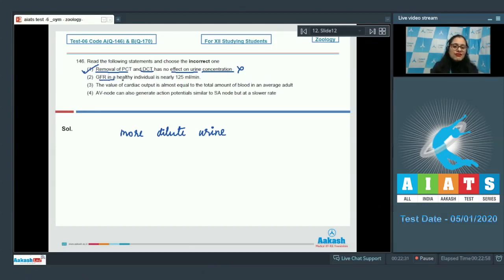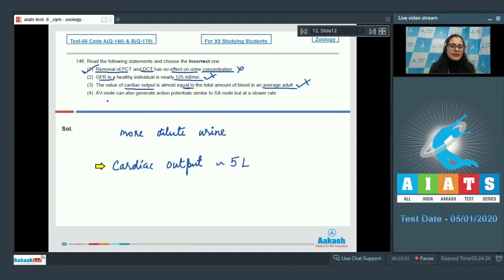The next statement given is GFR in a healthy individual is nearly 125 ml per minute. And as it is a correct statement, this cannot be a correct answer to our question, because GFR or glomerular filtration rate in a healthy individual is nearly 125 milliliters per minute. The next statement is the value of cardiac output is almost equal to the total amount of blood in an average adult. And as it is also a correct statement, this cannot be a correct answer to our question, because cardiac output is approximately 5 liters, which is equivalent to the total amount of blood in an average adult.